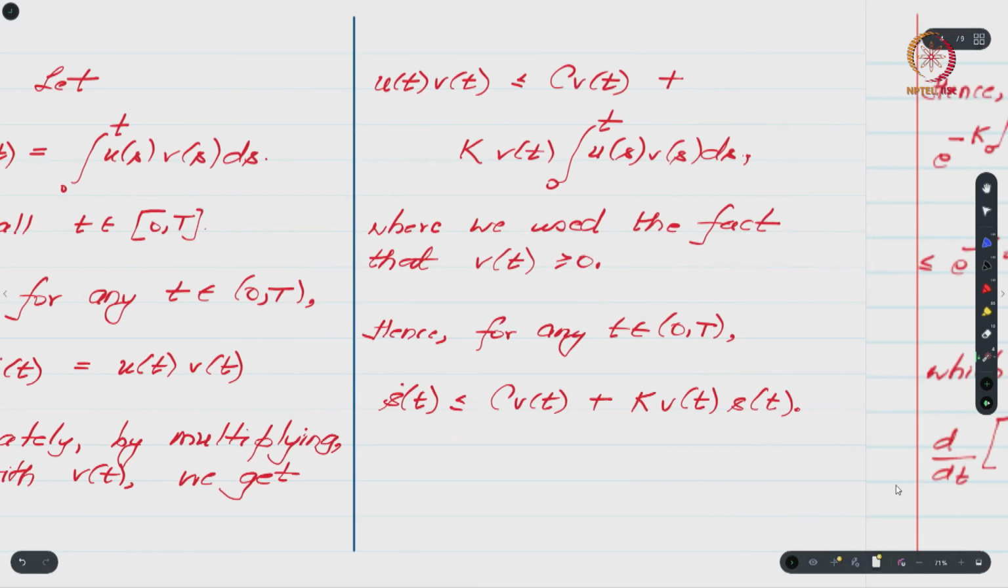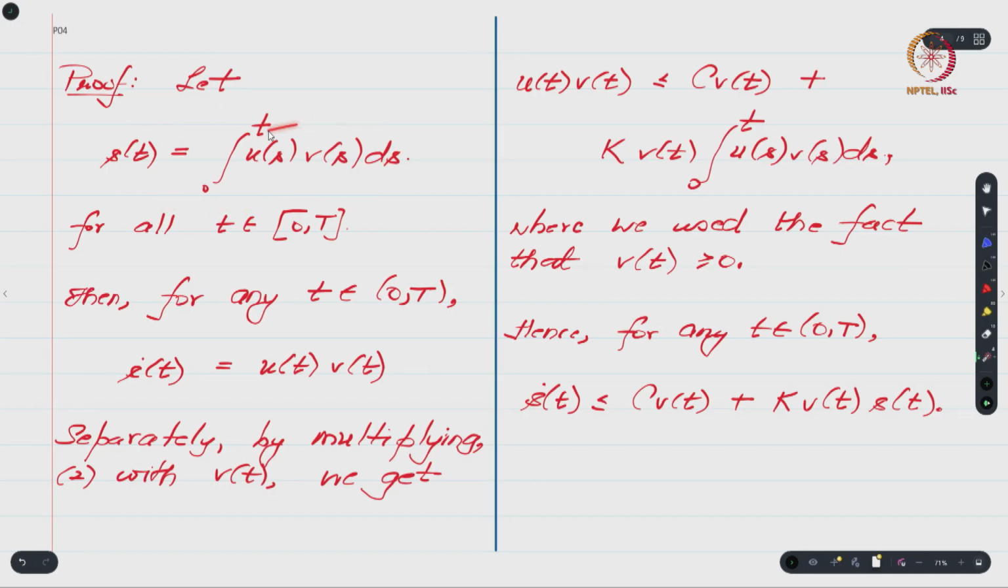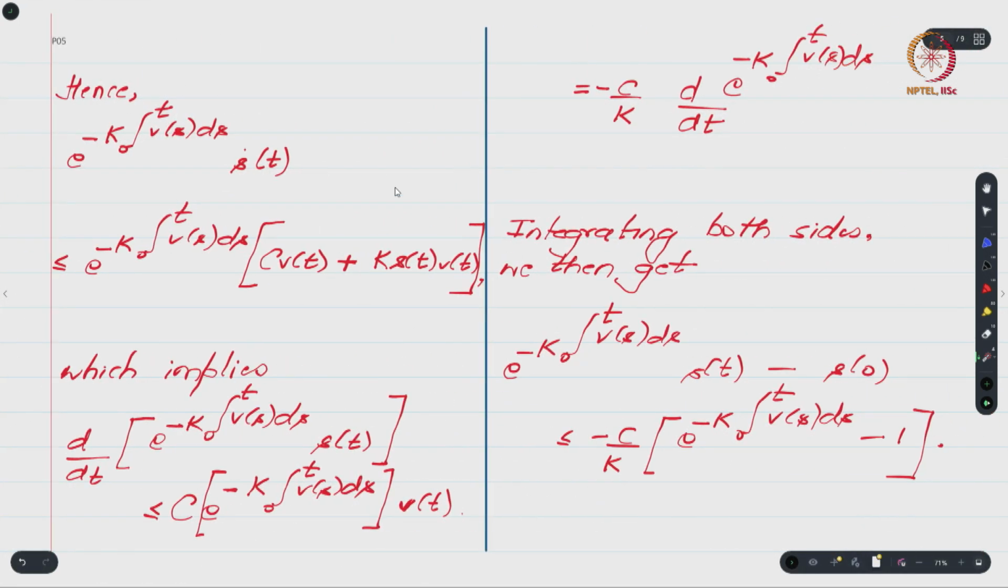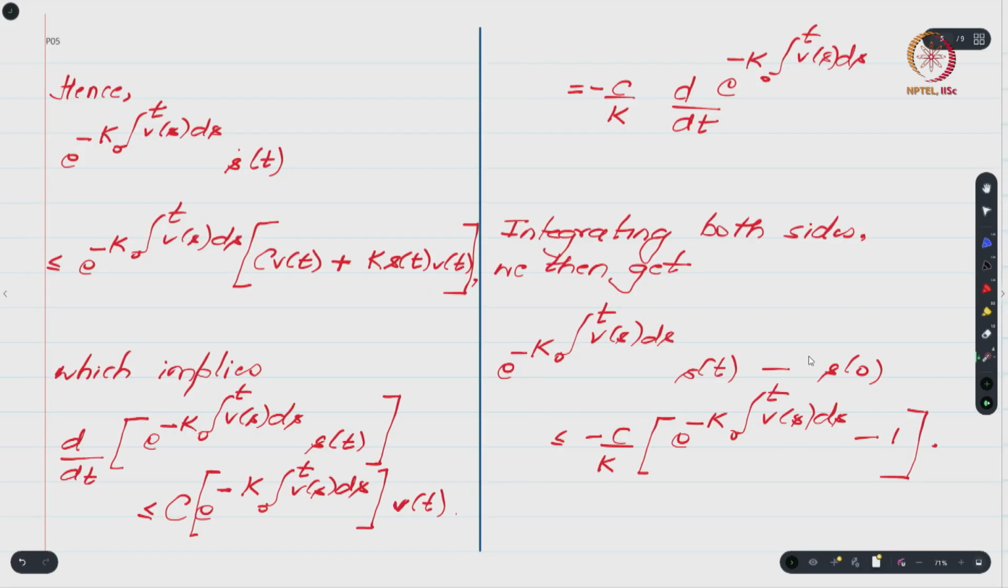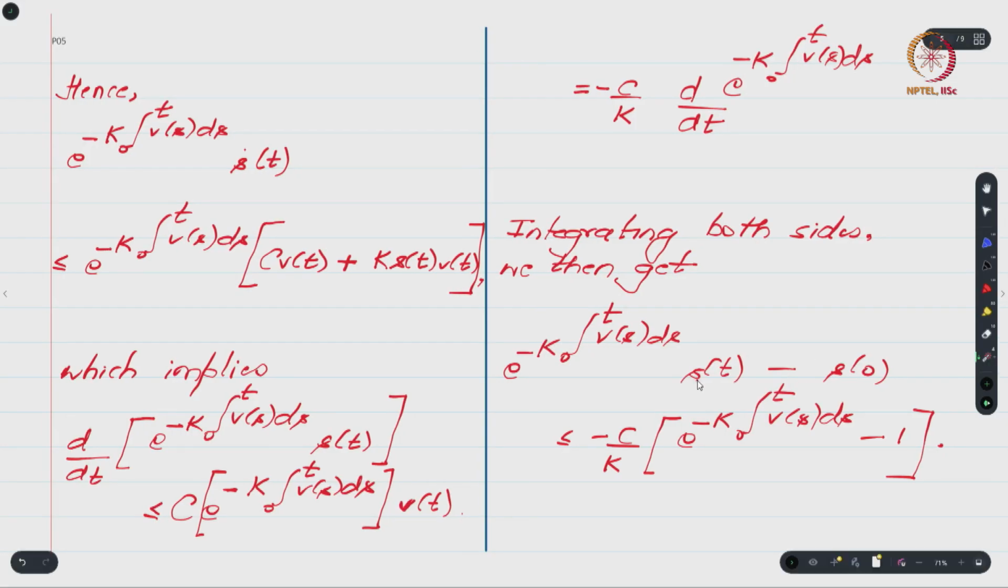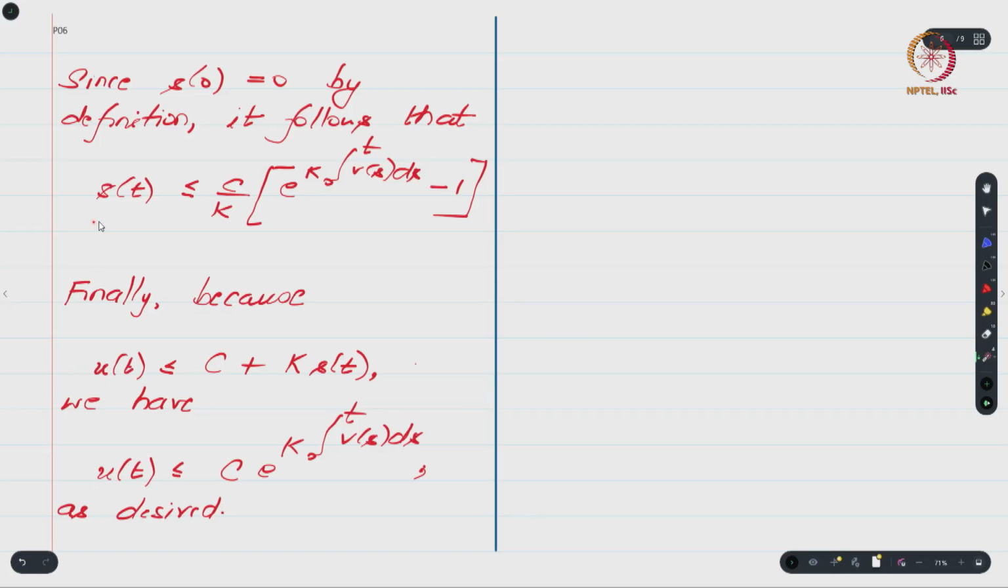Now recall the definition of S of t. S of t is defined in this fashion. So from this one can immediately see that if I substitute t equals 0, this is an integral which goes from 0 to 0 of something, and hence this integral will be 0. So S of 0 becomes 0. So I can replace whatever I have over here by S of t is less than. So I take this expression, multiply to the right hand side, and I will end up with something like this.